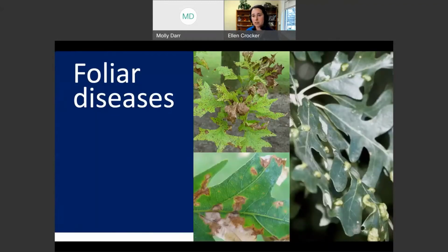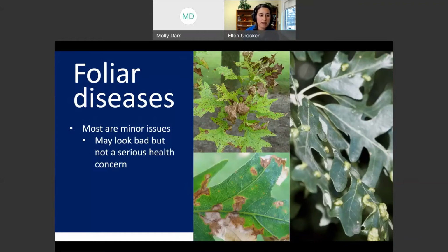Nonetheless, I think that's a good time to kind of transition into some of those foliar issues, because there are many of them. And most of them are quite minor. They might look bad, and if you're working in this area like I am, you might get lots and lots of emails about them, but not a serious health concern. They might look bad, but typically not as bad as they look.